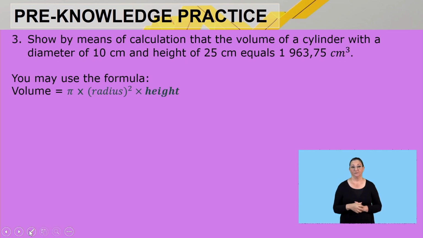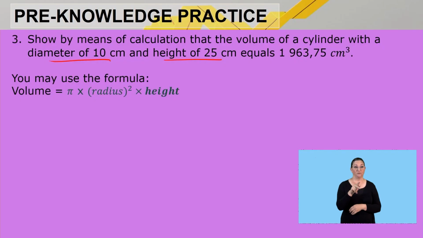So at question number 3, we are saying here that show by means of calculation that the volume of a cylinder with a diameter of 10 centimeters, right, and a height of 25 centimeters equals 1,963.75 cubic centimeters. I also indicated here that we may use the following formula: volume equals pi multiplied by radius squared multiplied by height. Okay, so I already have the correct formula.